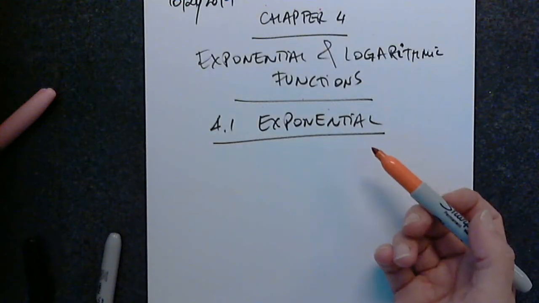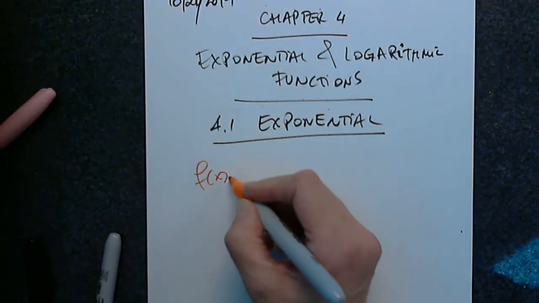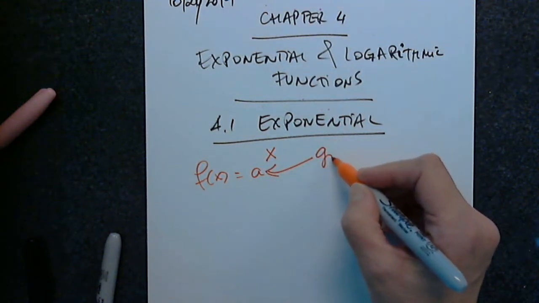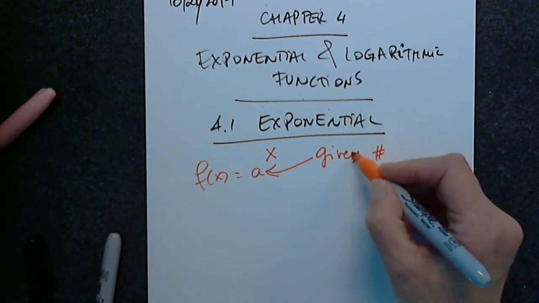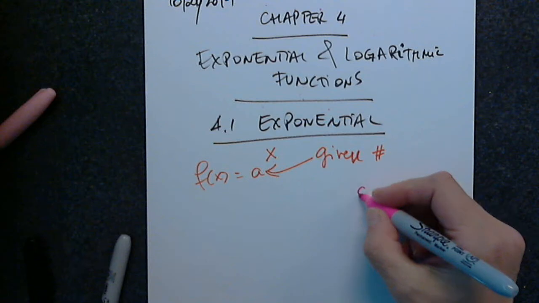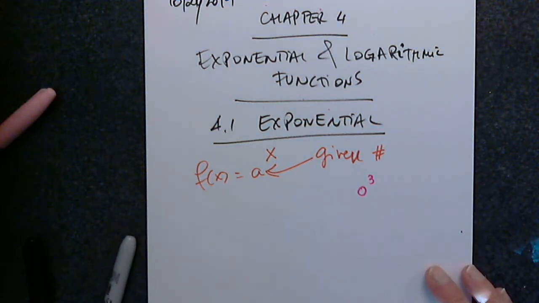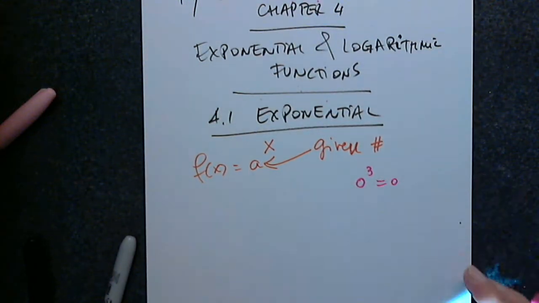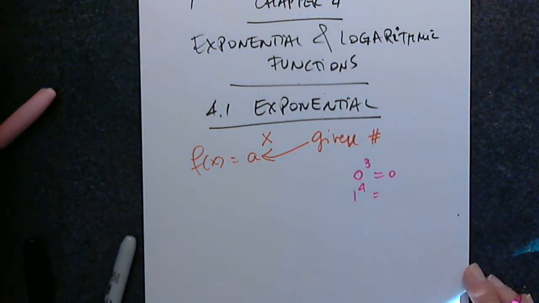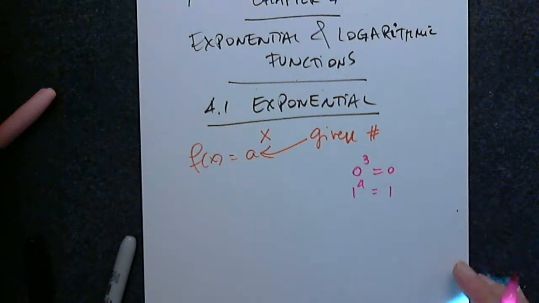So why is it called exponential? It's called exponential because the variable is the exponent. This is a given number. Given number. And it can be, and we have to discuss this, it's important. Here's a question for you. Can I raise 0 to the third power? I get 0, so yes, the answer is yes. Can I raise 1 to the fourth power? Yes, so 1 to the fourth power is still 1.